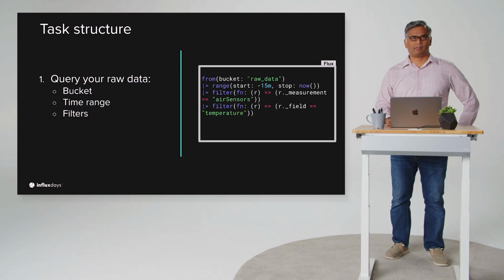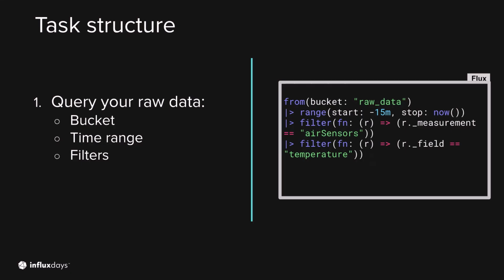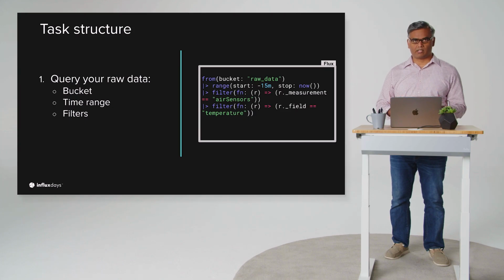So with that introduction, let's dive into an example of how you would go about building a task. All right, so let's take an example here. This shows you how you would go about building your first task. Now you must be wondering, what is this mumbo jumbo on the right? This is Flux. If you're totally new to Flux, it's okay. You can simply think about Flux as a query language. But Flux is more than a query language. Flux is a functional data scripting language. That is, it can do a lot more than just query.